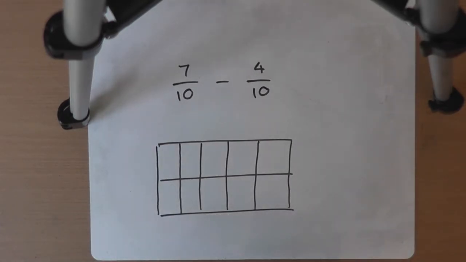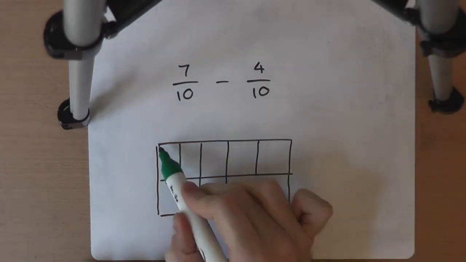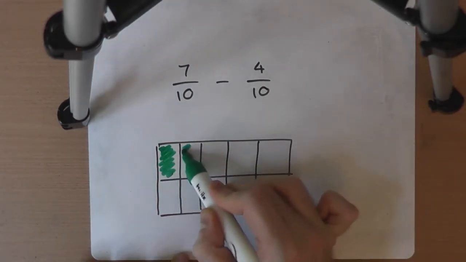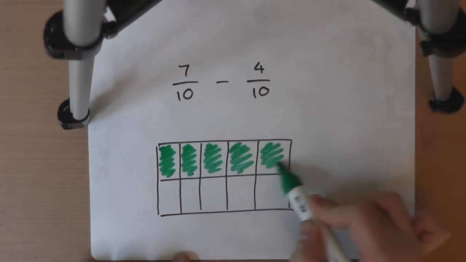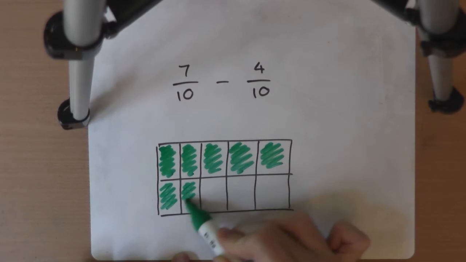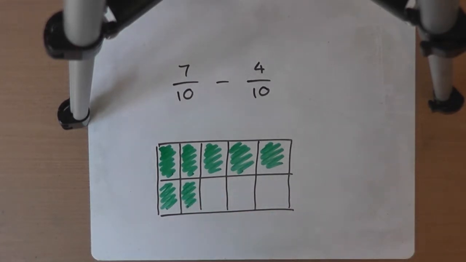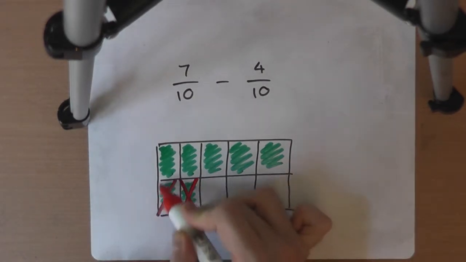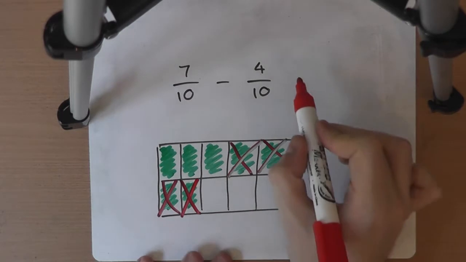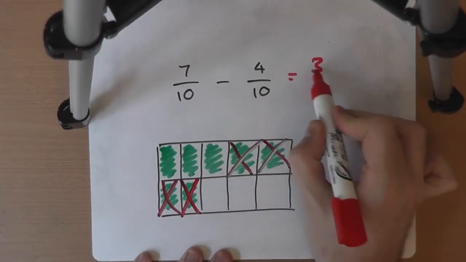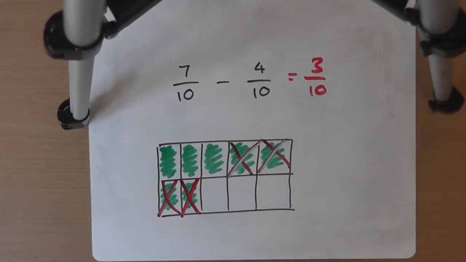If we've got something like this one, 7 out of 10, take away 4 out of 10, well we've got 7 out of 10 to start with. So that's 1, 2, 3, 4, 5, 6, 7 out of 10 coloured in. But then we are taking away 4 out of the 10. We're taking away 4 tenths, so that's 1 tenth gone, 2, 3, 4 tenths gone. What are we left with? Still coloured in, 1, 2, 3 tenths left.